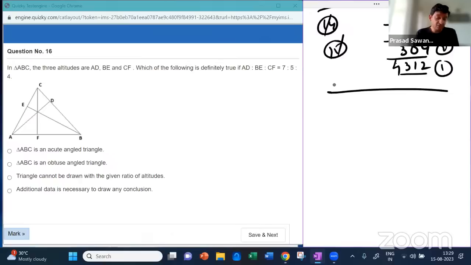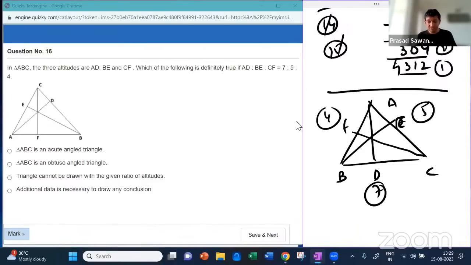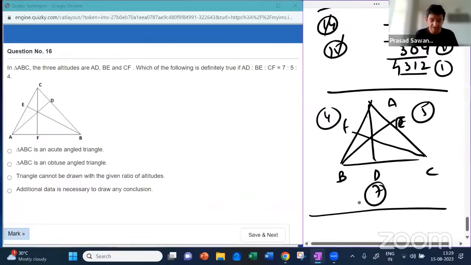All right, 3 altitudes are AD, BE and CF. Which of the following is definitely true if AD : BE : CF is 7 : 5 : 4? There is some property I forgot about. Okay, doesn't matter. Let's see. So AD, BE, CF. AD is 7, BE is 5, CF is 4. Let me see if I can apply the same thing to this one and manage it. I'm just trying to guess this one.